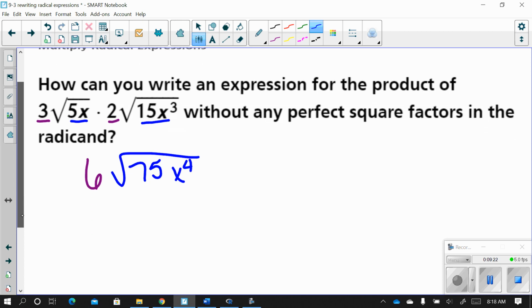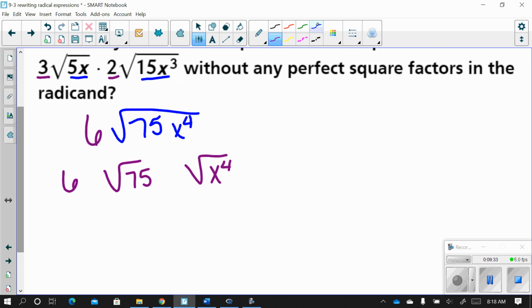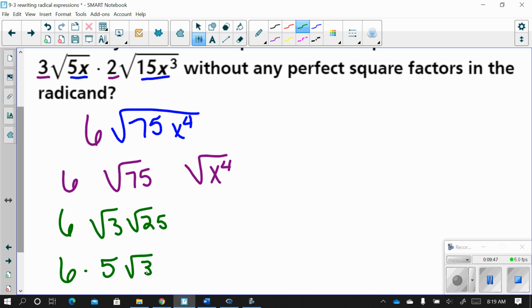From here, now we can break it down just like the last problem. Okay, the 6 stays the same. I'm going to concentrate on the square root of 75, and I'm going to concentrate on the square root of x to the 4th. Okay, 75. If you think it through, it's 25 times 3. Okay, so square root of 3, square root of 25. Okay, so obviously we're going to keep the 6. Square root of 25, oh, that's just 5. And I'm going to leave the square root of 3 alone.